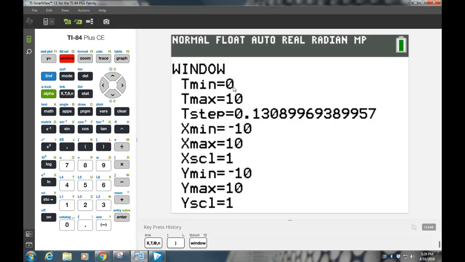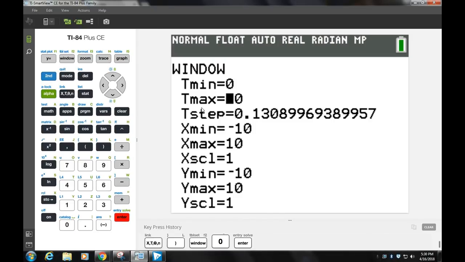I want my t min to be 0. I don't know exactly what your default number there was, but I want it to be 0. And then I want my t max to be 2 pi. So second caret gives me pi. When you hit down, it's going to automatically change that to a decimal, but that's approximately 2 pi.